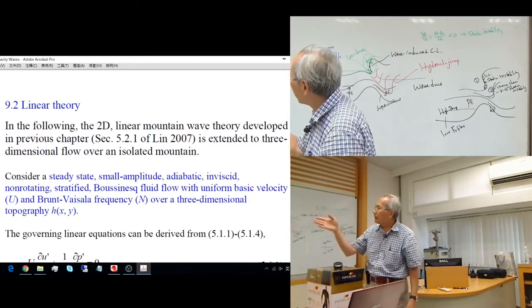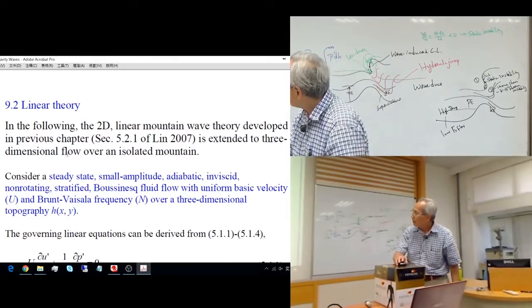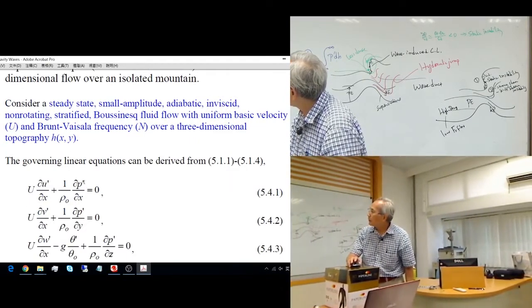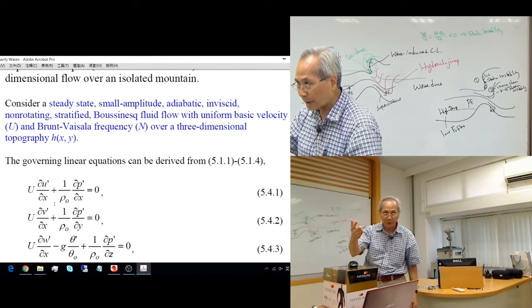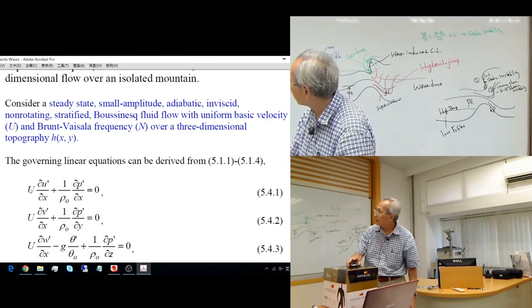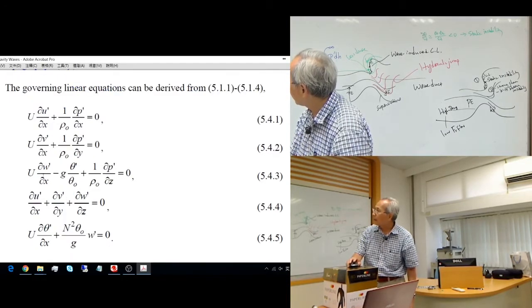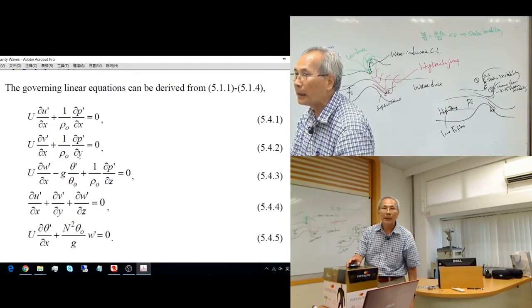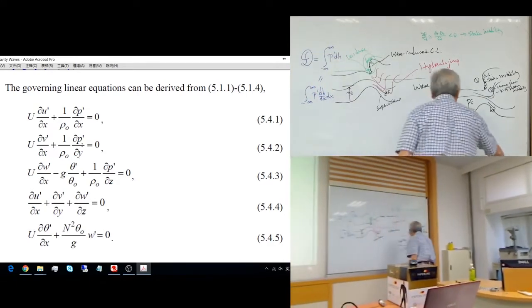So linear theory. See here, this is the same as before, right? Steady state, inviscid, that means no friction, no rotation. Steady state means no partial U prime, partial t. And this is Boussinesq, where rho naught is constant. Now we just add one more equation. We allow partial y, so three-dimensional. Before, we assumed partial y equals 0.